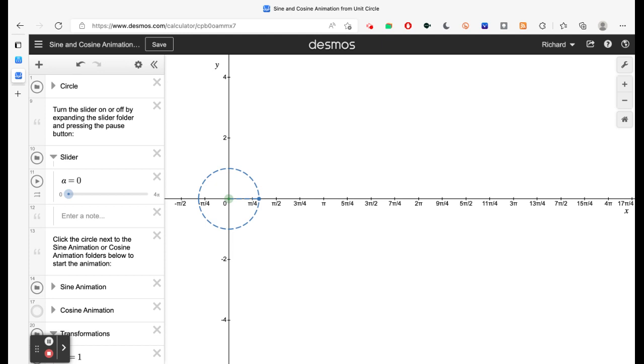Let's have a look at how that's being described by the function. Let's have a look at the first quadrant. The first quadrant is between 0 and pi on 2. We know that when the angle is equal to 0, then the sine of the angle is also equal to 0, and hence the graph starts at the origin.